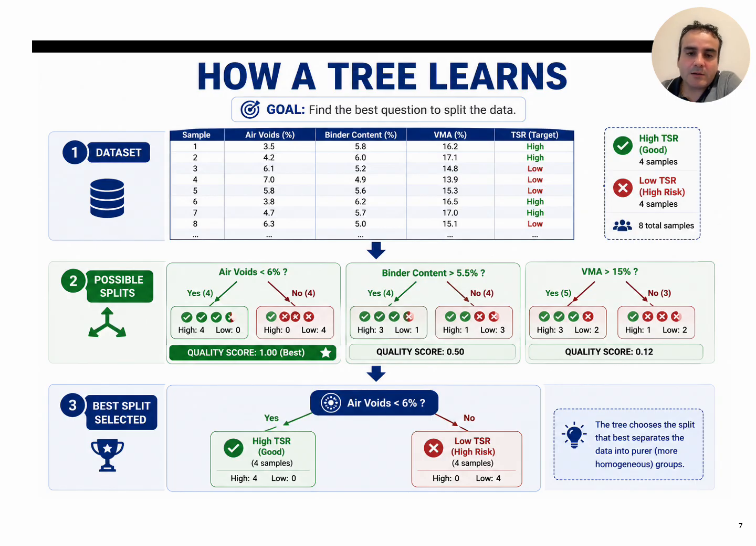The model compares these alternatives and measures how effectively each split separates the data. At the bottom, the algorithm selects the split that provides the greatest improvement in node purity. In this example, the best split occurs at the error content less than 6%. This process is repeated recursively until the tree structure is fully developed.